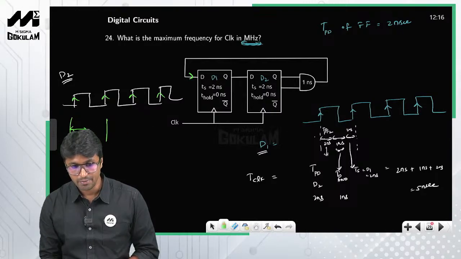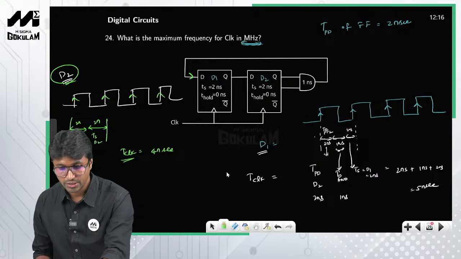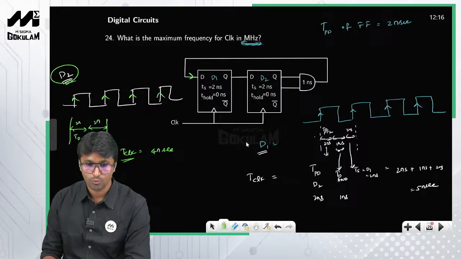And what is the setup time of this one? The setup time of this one is 2 nanoseconds, right? So the setup time of D2. The propagation delay is 2 nanoseconds, and the setup time of this is 2 nanoseconds. Therefore, the clock duration should be at least 4 nanoseconds, right? This is for D2, right? So I have done it for both the flip-flops.